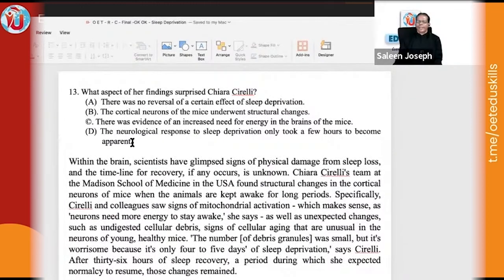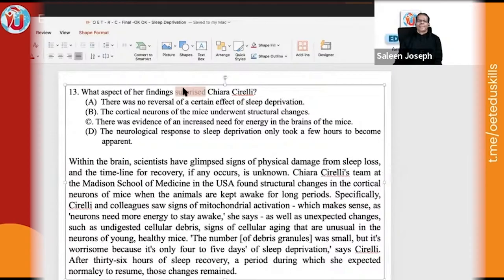Can we do it without reading or listening? Okay. What aspect of our findings surprised? What is the edging word in question 7? Surprise. Again it says the emotion, right? Yes. And here, Cirelli, the name. Okay. In option A, no reversal. No reversal of certain effects of sleep deprivation. Okay, no reversal would be the concept.